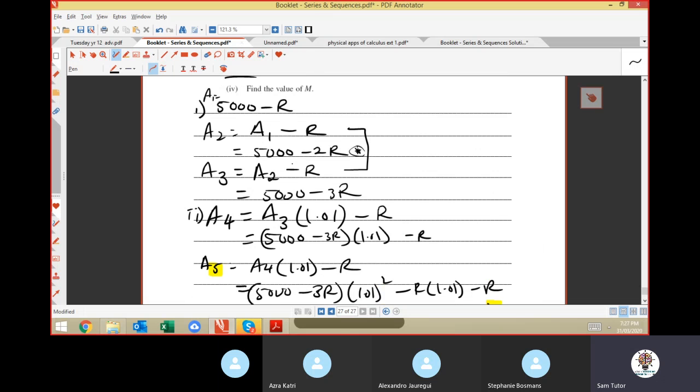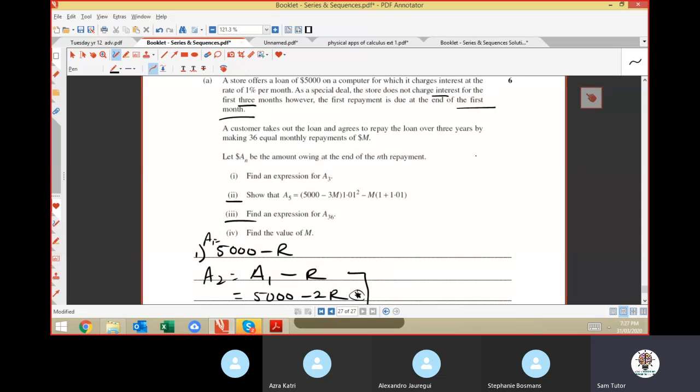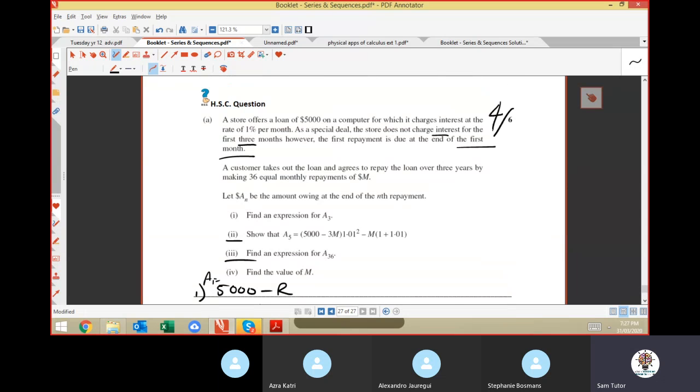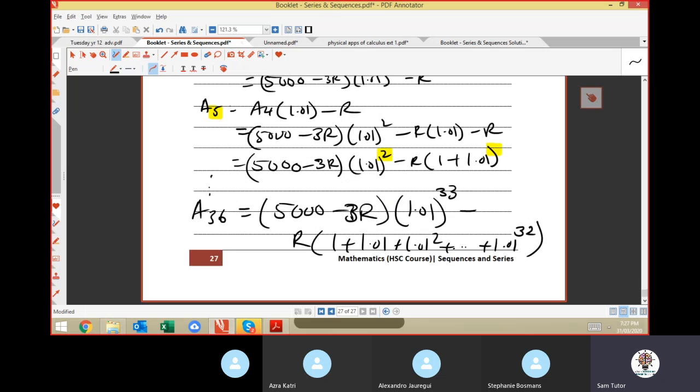And that is A36. Is that what he said? Yep, final expression, you're done. So pretty much, at this point in time, if you're able to do all that, you're at 4 out of 6. You just need the last one, which is to find M, or R in this case.